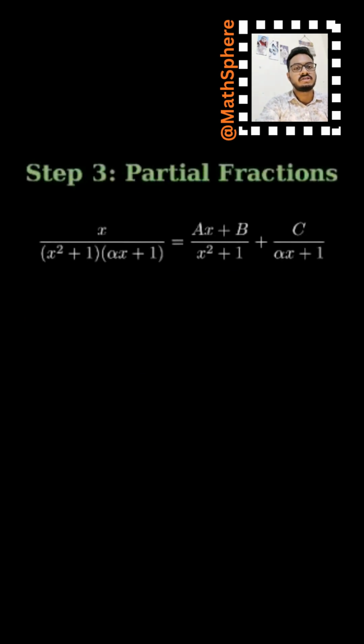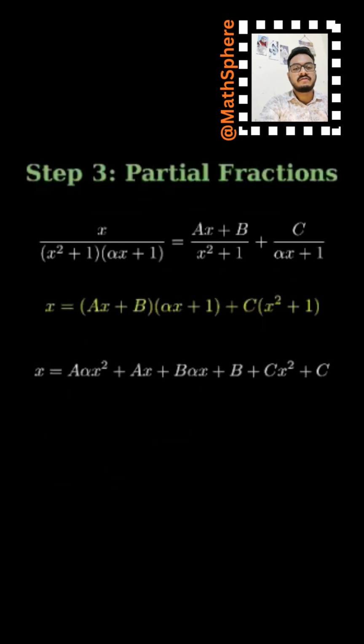Now, how to solve this integral? To solve it, we'll first use the partial fraction method to decompose it. For that, we write it in the form (ax plus b) over the quadratic term x square plus 1, plus c over the linear term alpha x plus 1. Now, if we multiply everything on the right hand side and compare the numerator, we get this type of quadratic expression.